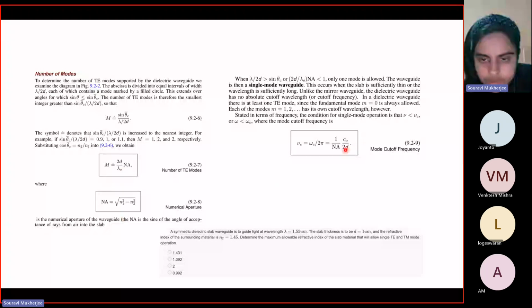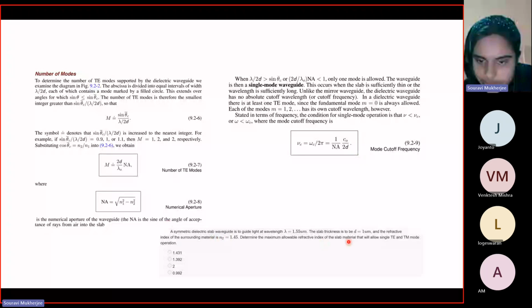Now in this question, your wavelength is given. This wavelength is the wavelength in free space, right? Now the slab thickness is given as 1 micron, so that means D is given. The refractive index of the surrounding material is N2, so here you know N2. And you have to determine the maximum allowable refractive index, so you have to find N1.